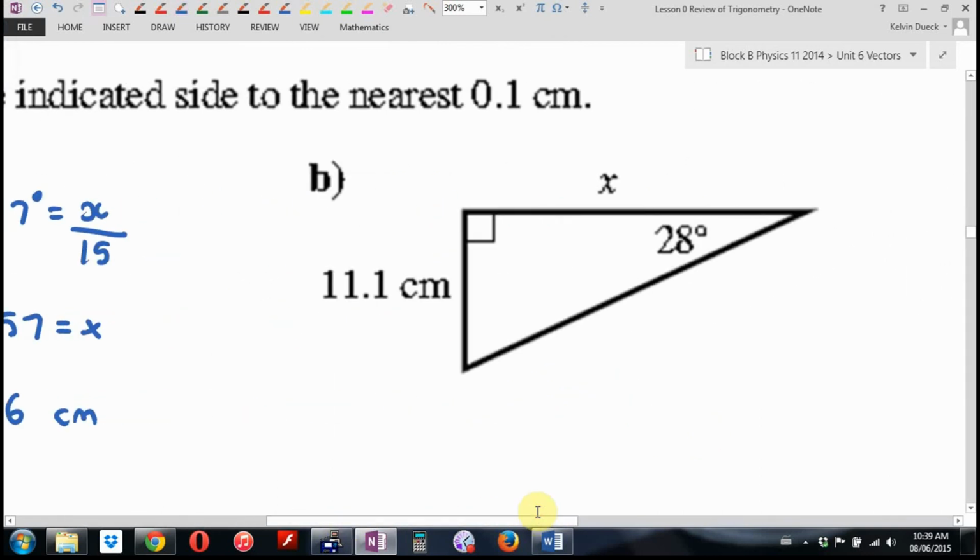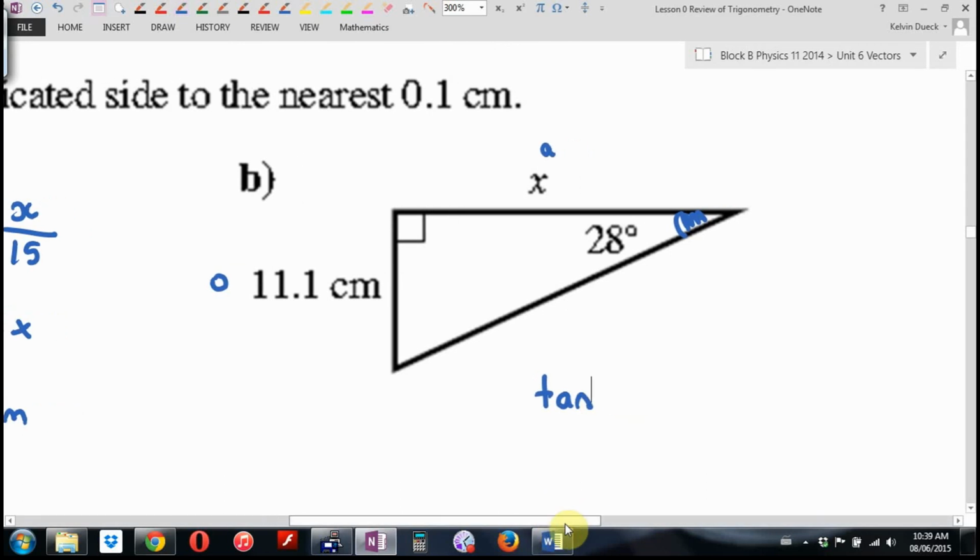B. There's my angle. This 11.1, opposite, adjacent, or hypotenuse? What about this x? Which trig function? Tan, what you do in Hawaii? Unless you're Jordan. Tan of what? What always goes next to the trig function, the angle. And it's going to be opposite over adjacent.